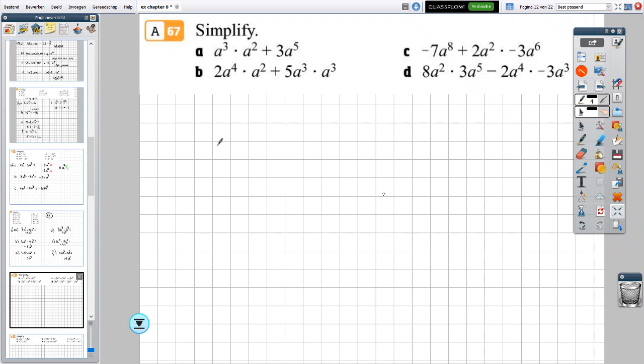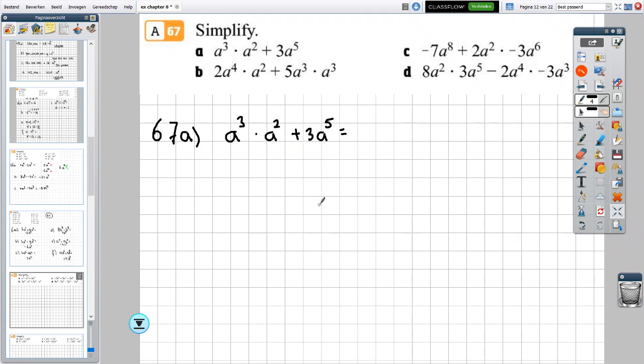Welcome back everyone, we're still at paragraph 8.5, powers and letters, at exercise 67. I'm just going to take a look at A and B here. I think that if you have now already mastered or are quite proficient at theory B, addition with powers, then this is quite doable. You just have to be on the lookout for when there is also a multiplication in your question.